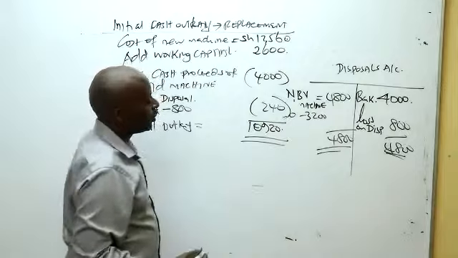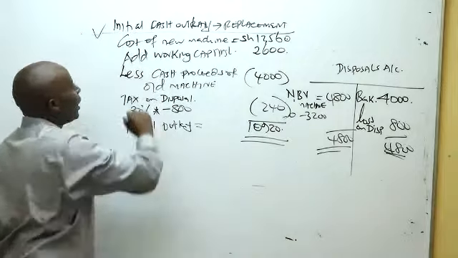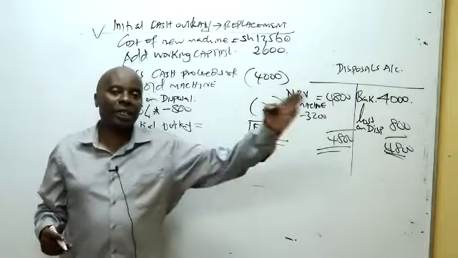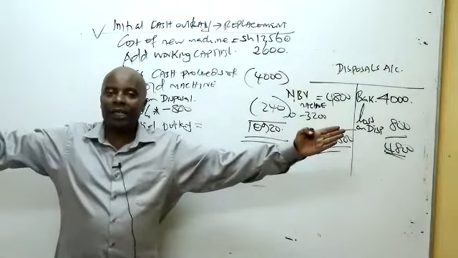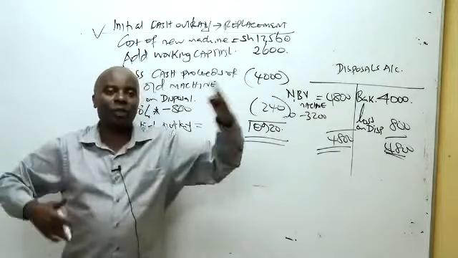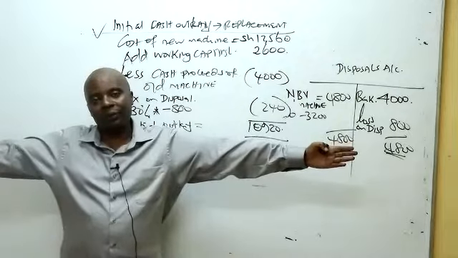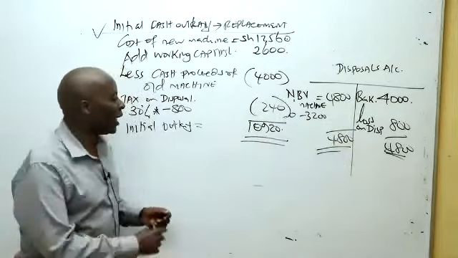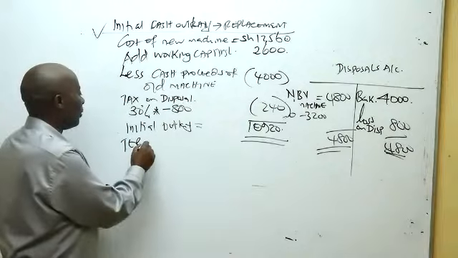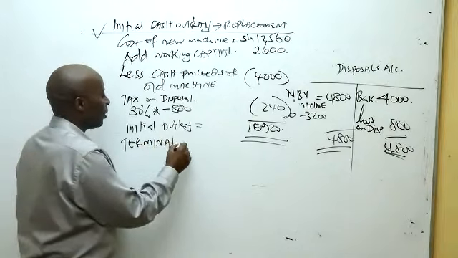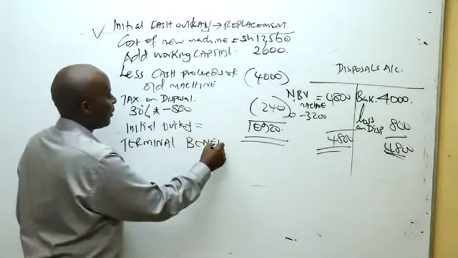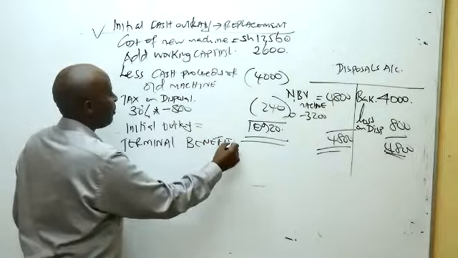Thank you very much. Now, having gotten this initial outlay, I told you three things. Cash flow at the beginning, cash flow at the end, and then cash flow in between. So we've gotten cash flow at the beginning. Let's get cash flow at the end. Cash flow at the end, we normally call the terminal benefits.